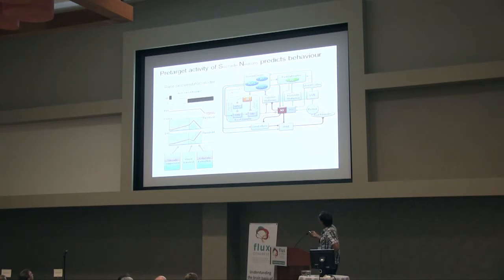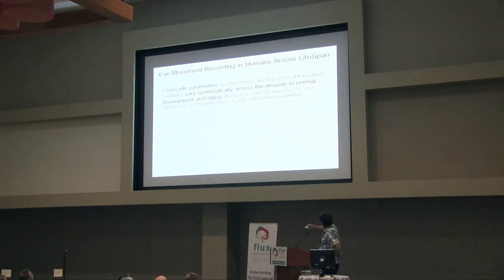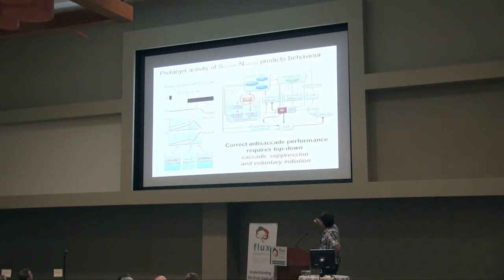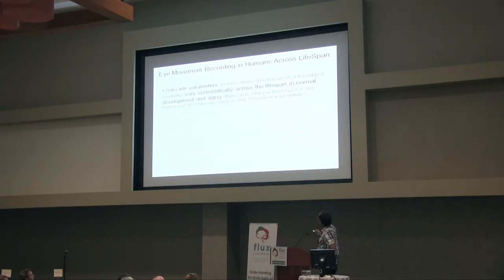So I won't bother going through this again for the sake of time. Actually, what I will say, we've now gone, Everling's been up here going through all the cortical areas, looking at anti-saccades in monkeys. We've gone extensively into the basal ganglia. There's fascinating stories there that we have in all of our papers.